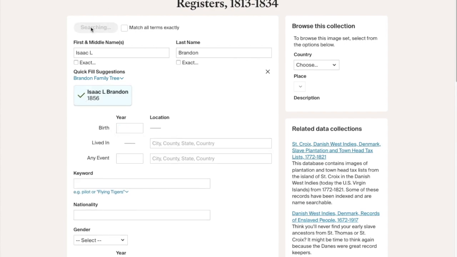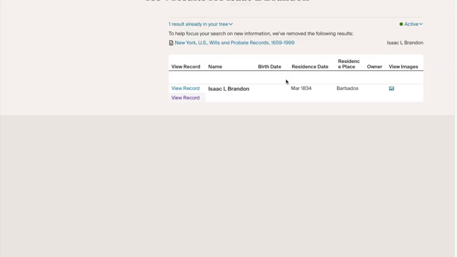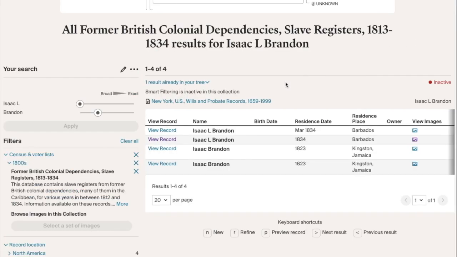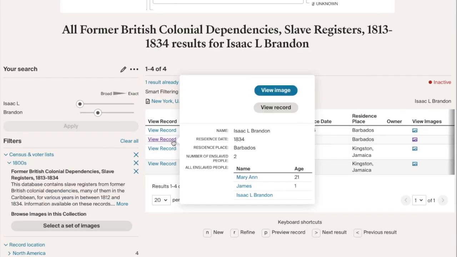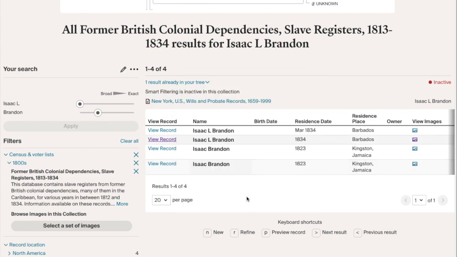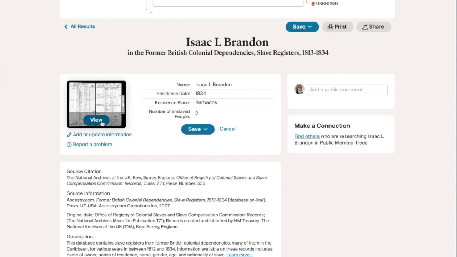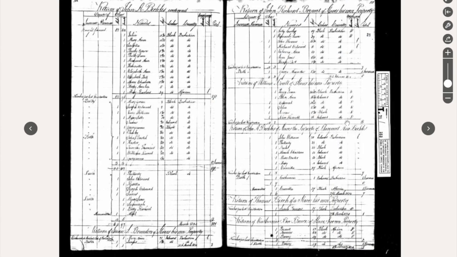And so we're going to search for him, and we're going to see, okay, in 1834, here's the record. And notice it gives us already this information. There's 2 people living in his household. And I'm going to actually click on the original record because I want to explain what's going on here, because again, I think it's a little counterintuitive.